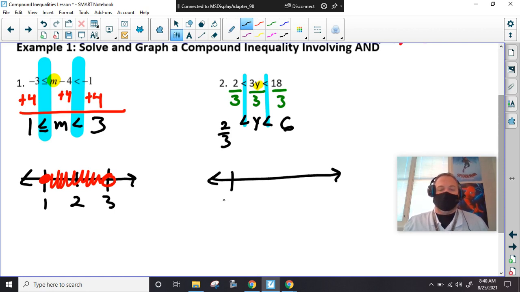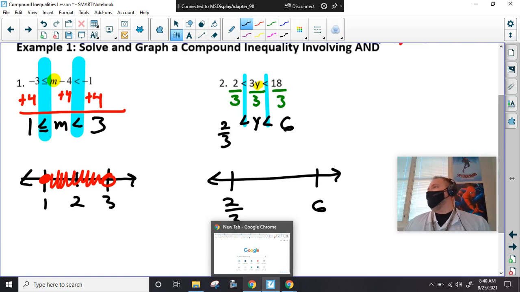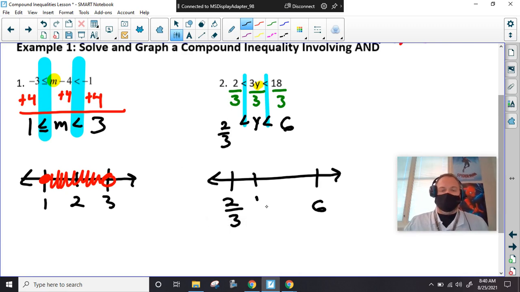Well, I can put 2/3 over here. I can put 6 over here. Now, what's a number that's in between 2/3 and 6? Yeah, we could put 1. We could just put 1 right here if we wanted to. It doesn't matter. Wherever we put it, that's where it is. We're making the graph. All right. What type of circle are going to be at both numbers? Open. And what do you do in the middle? Yeah. Yes.